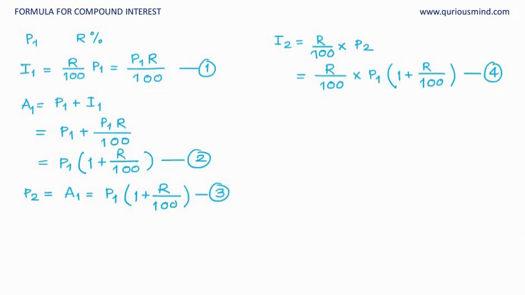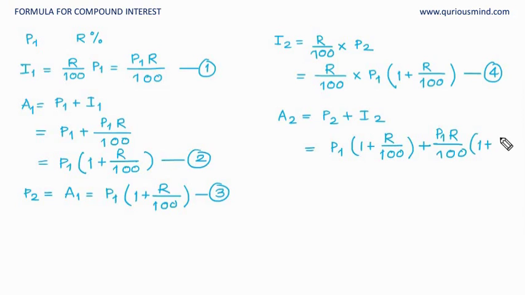We got I2. Let's find the amount at the end of 2 years. So A2 is going to be P2 plus I2. From equation 3, we'll get P2, which is P1 into 1 plus R upon 100. And what is I2? I2 is from equation 4. That is P1 R upon 100 into 1 plus R upon 100.